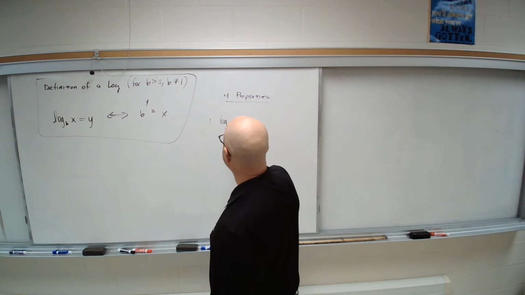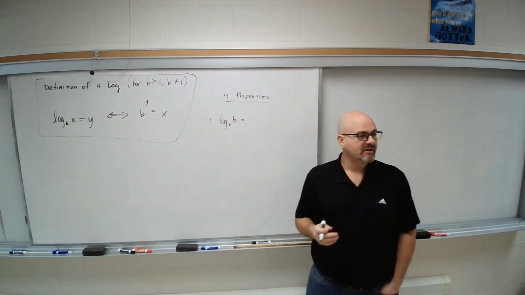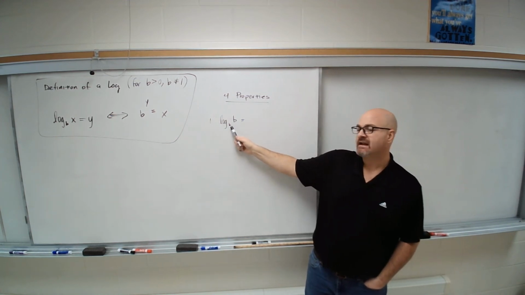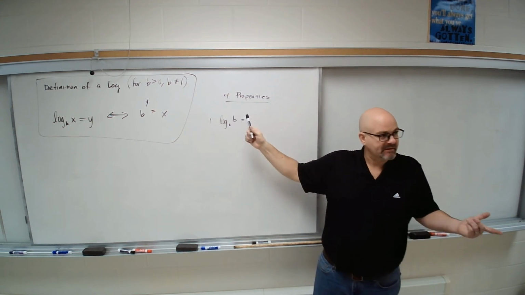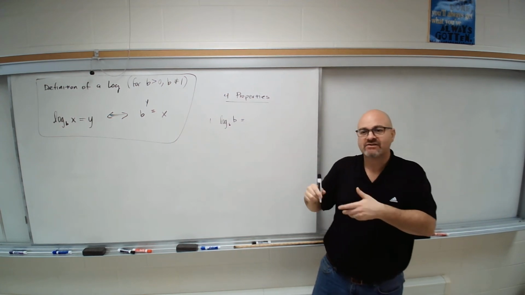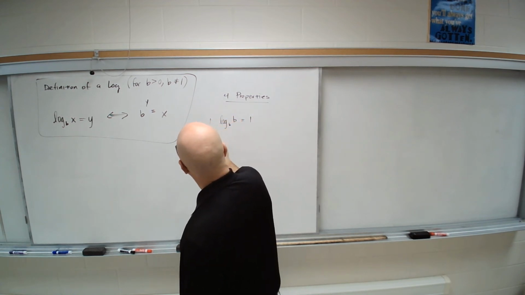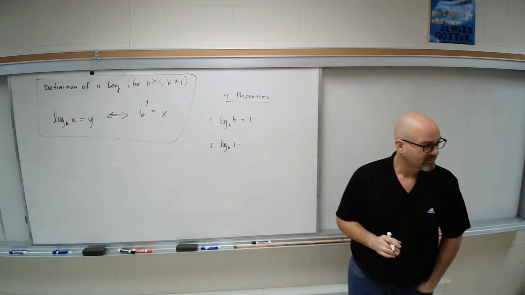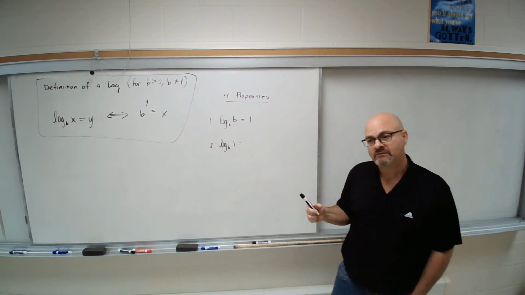If I have the log base b of b, so if the argument and the base of the logarithm match, what this is saying is, b raised to what power equals b? 1. And that would just be the 1st power. Does that work? So if they match, they pretty much cancel. Kind of think of it that way. Some results of that: if you have the log base b of 1, this is a nice one. You have b raised to what power equals 1? 0.